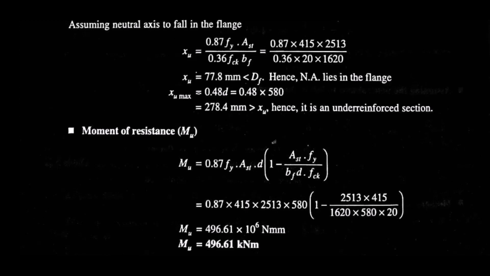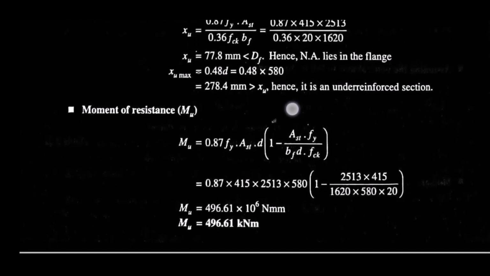So from this, after putting these values, we can get the value of Mu, moment of resistance, which is asked in our question. So Mu is equals to 496.61 into 10 to the power 6 Newton mm. That means Mu is equals to 496.61 kilonewton meter. So this is the answer of our problem. In this case, neutral axis lies in flange. So let's solve the next problem.